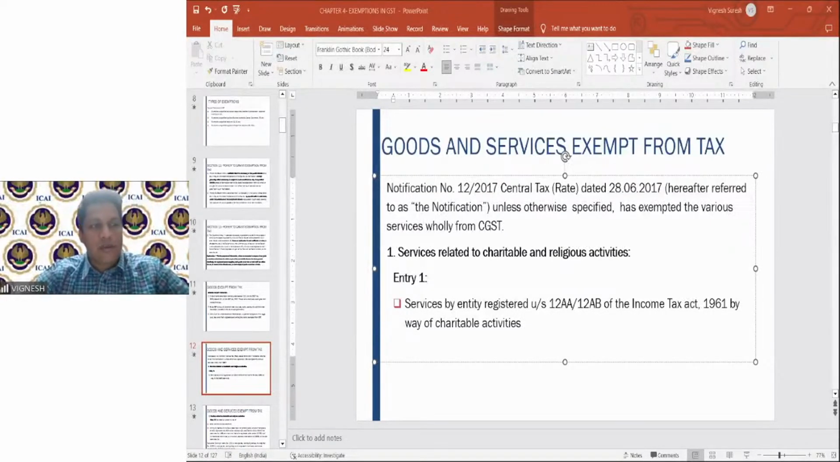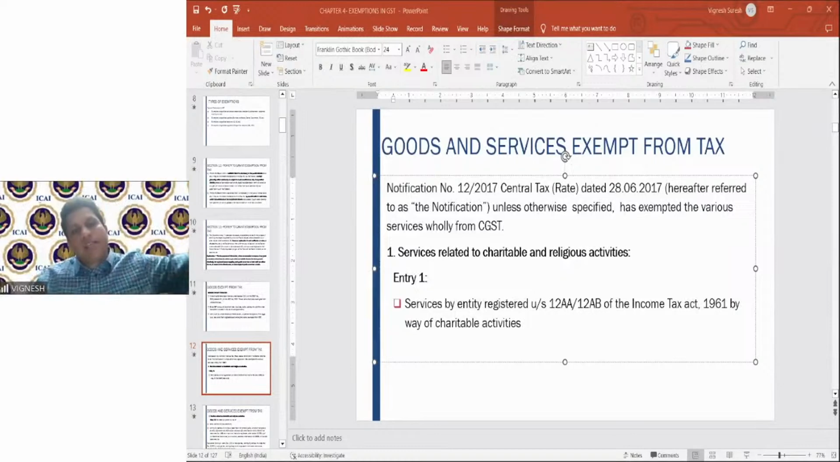So the most important point here is, if you have a 12AB registration, let us call it 12AB only. 12AA is no longer there. 12AA was under the old provision. Last year, all the 12AA provisions have migrated to 12AB. So 12AB only is relevant at the moment. Fine. So income tax exemption is the main point here.